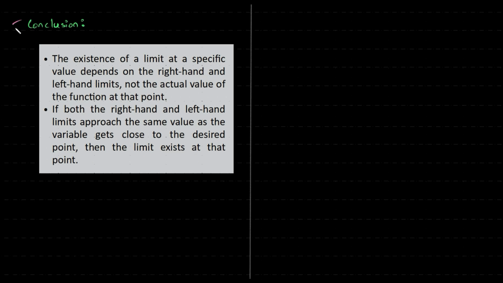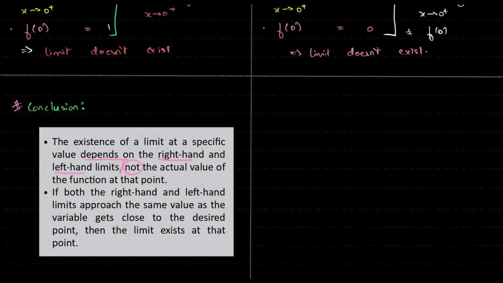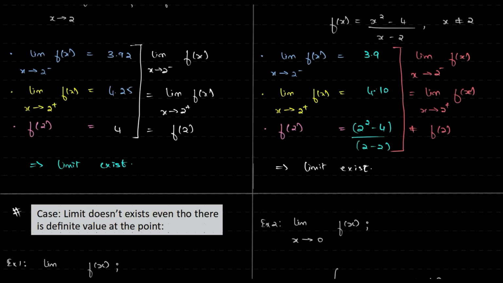And this is what you guys have to remember. The existence of a limit at a specific value depends on the right hand and the left hand limits only, not on the actual value of the function at that point. If both the right hand limit and the left hand limit approach the same value as the variable gets closer to the desired point, then the limit exists. So this is what you guys have to remember. And yes, you guys have to write all of this. It's part of your syllabus.